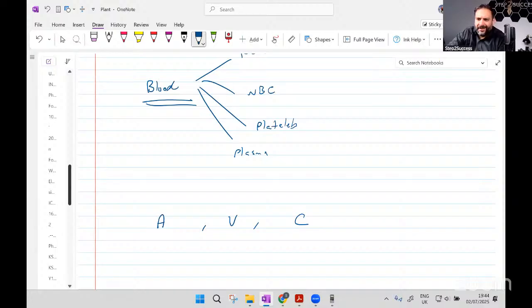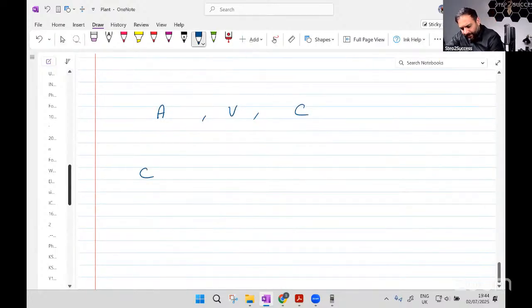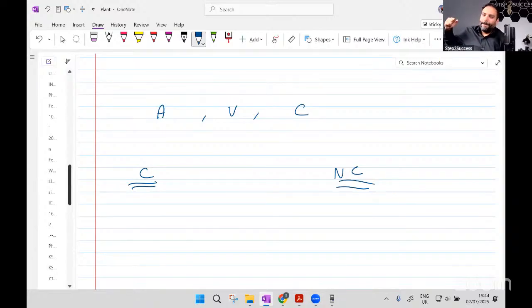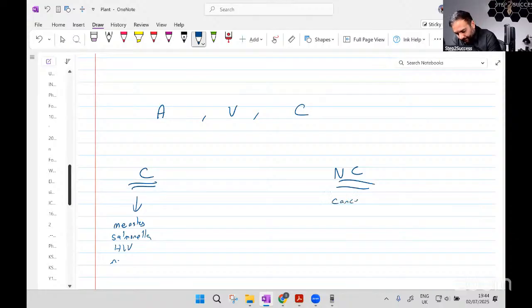Communicable and non-communicable diseases. I'm going to tell you some of this actually. Communicable diseases are ones that are caused by pathogens and therefore they can be spread from person to person. Examples of communicable diseases include things like measles, salmonella, HIV, malaria. Okay. Non-communicable diseases, the main three examples that you should make sure you're aware of are cancer, diabetes, and heart disease.